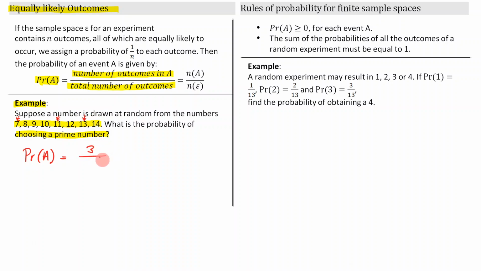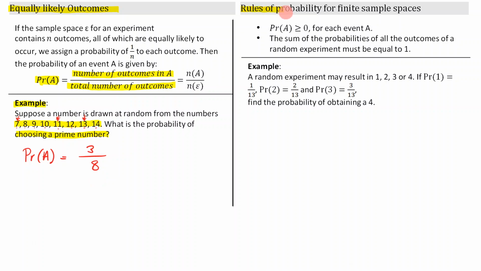So we put a 3 in our numerator. And then our denominator is just going to be the total number of outcomes, so just the sample space. The amount here we have is 1, 2, 3, 4, 5, 6, 7, 8. So the answer will just be 3 on 8. So the probability of choosing a prime number is 3 on 8. Nothing special there. You've seen that before in previous years. All right, let's continue on here.